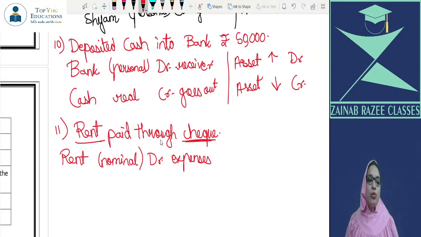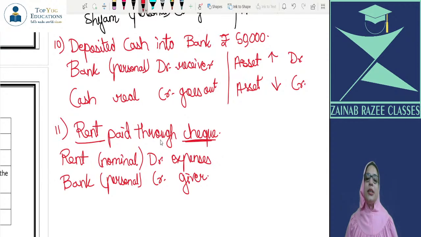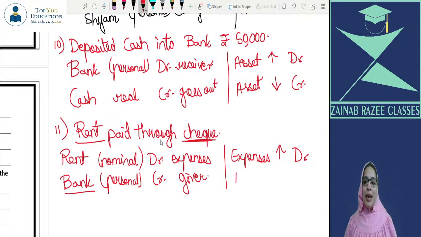And since I paid through check, bank is the giver. Bank is a personal account. Credit the giver. So bank is credited. And even from the modern approach point of view, rent is my expense. Expenses, when they increase, are debited. And bank is my asset. My amount in bank, cash at bank, is decreasing. Hence, it is credited. Clear?